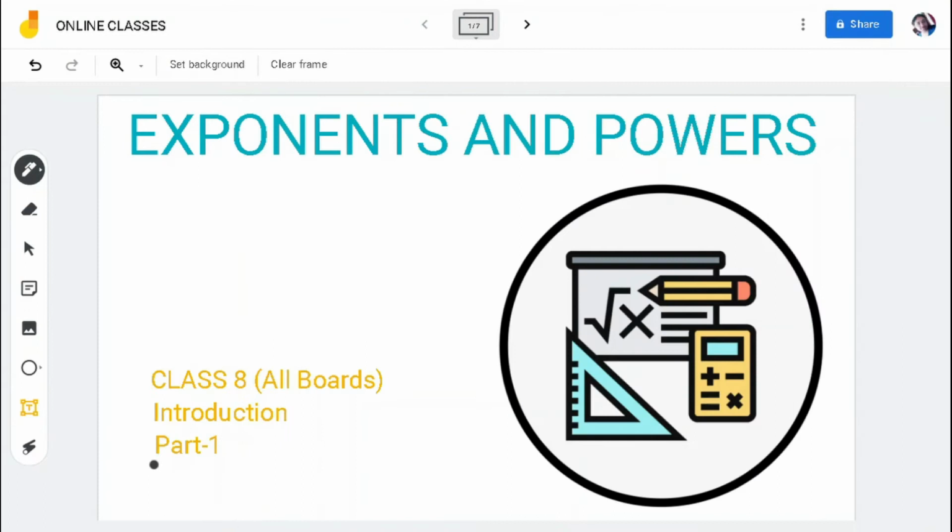Hello students, this chapter is on exponents and powers for class 8. So let's recall some of the points that we have already studied in the previous classes.